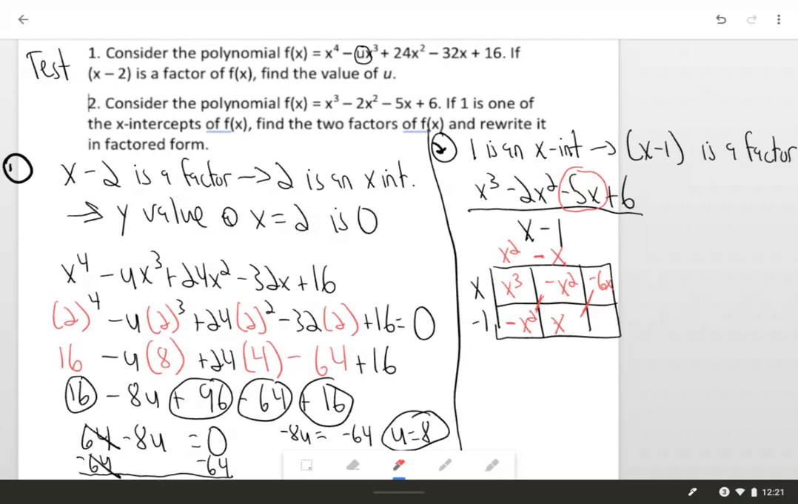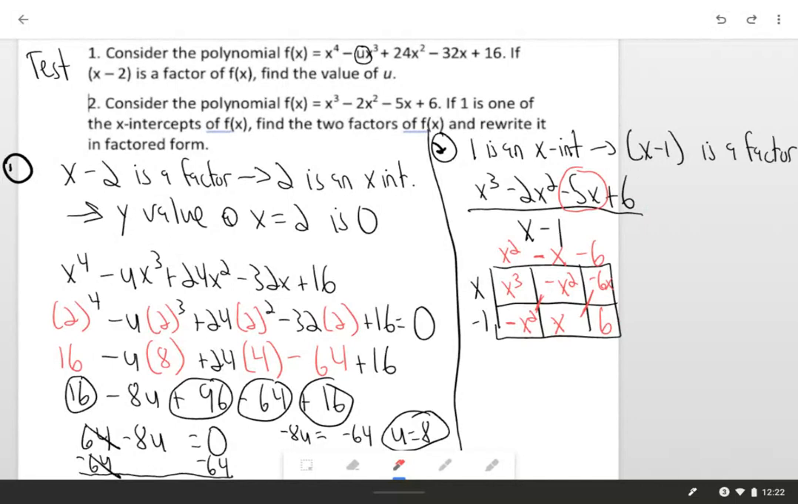Okay. And then to finish it off, x times what is negative 6x? Well, it'll be x times negative 6, right? X times negative 6 is negative 6x. And then down here, negative 1 times negative 6 is 6. And you can see we're done. In this case, there's no remainder because we have the correct constant term.